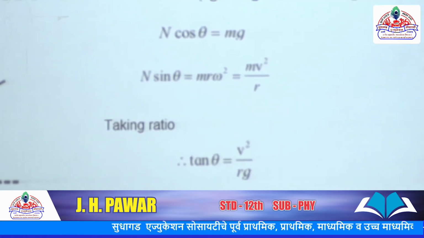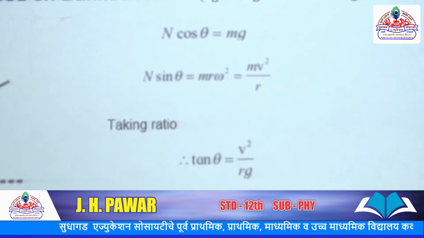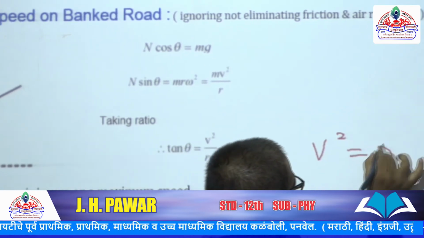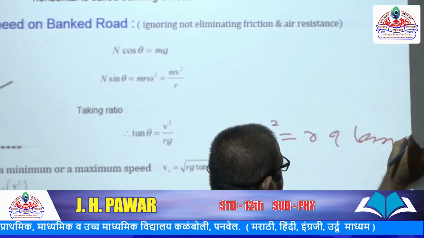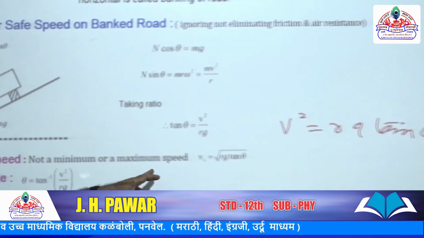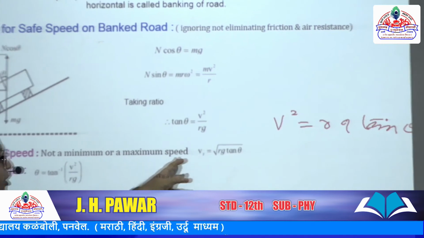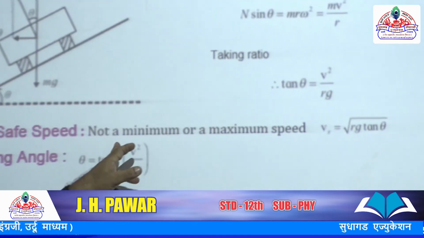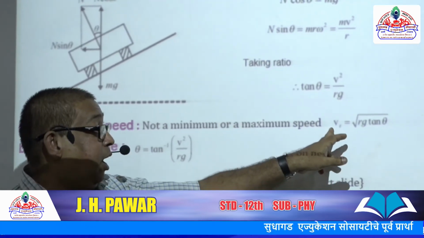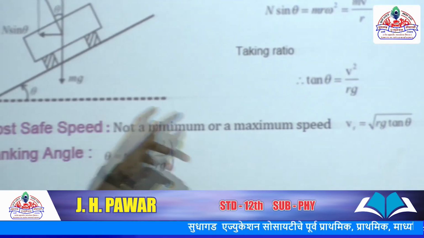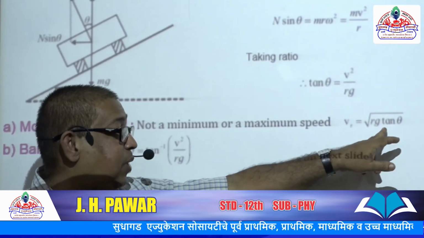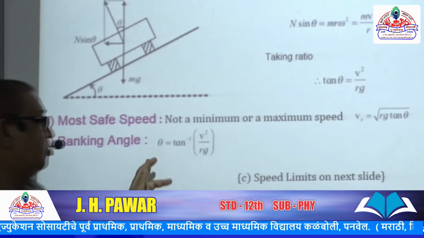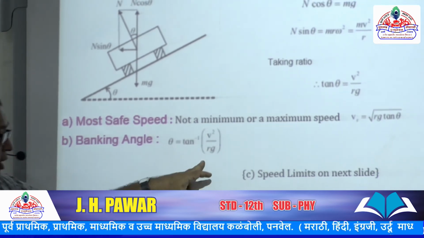Then v square can be taken as rg tan theta. Now look at the thing: Vs, that means the safe speed we consider. It is not a maximum speed, not a minimum speed. It is the safety speed, which can be taken as the square root of rg tan theta. And the angle of banking is as given here: theta equals tan inverse of v square upon rg.